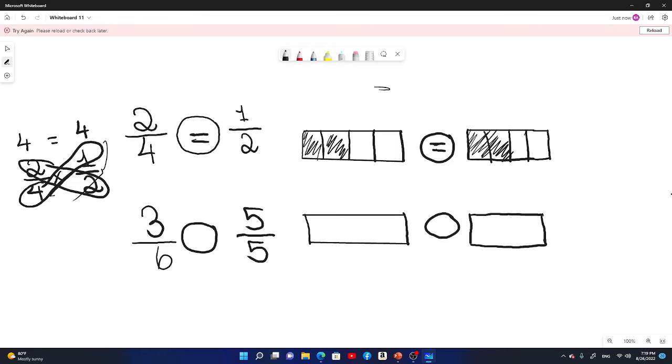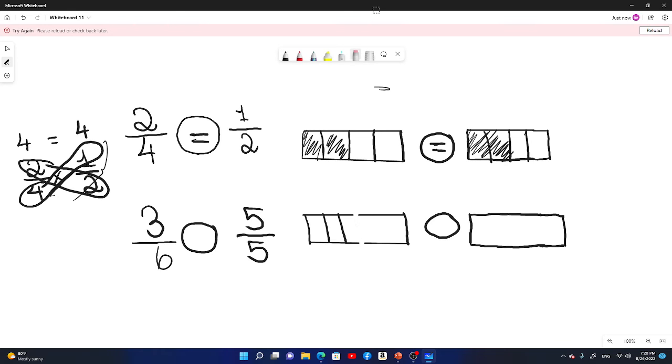Let's try this with two other fractions. So over here we got 3/6 and 5/5. As you can see, this one is not equal. It's not the same size as this one. So we're going to make it longer. Okay, good. That's about equal. And now we're going to draw 5. So 1, 2, 3, 4.